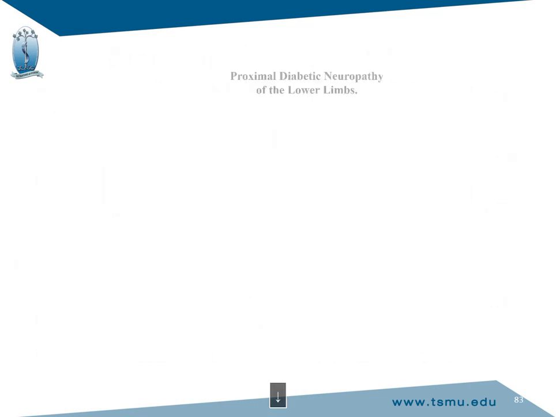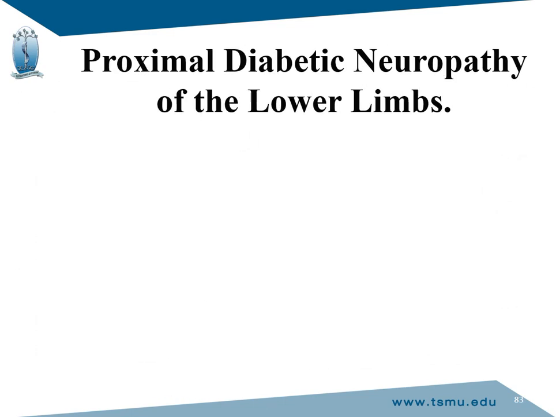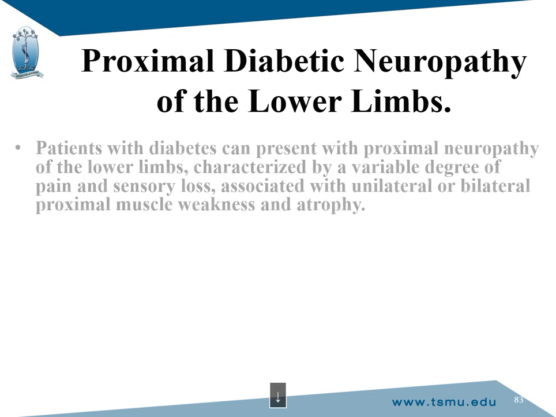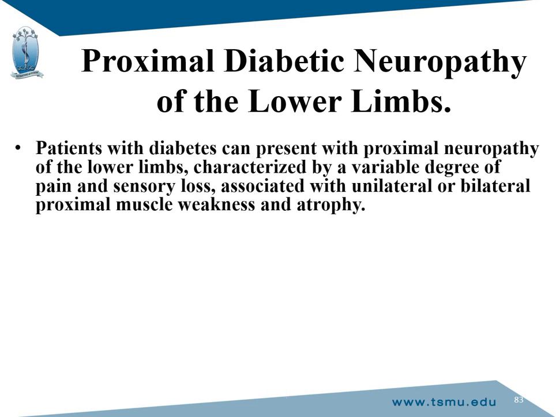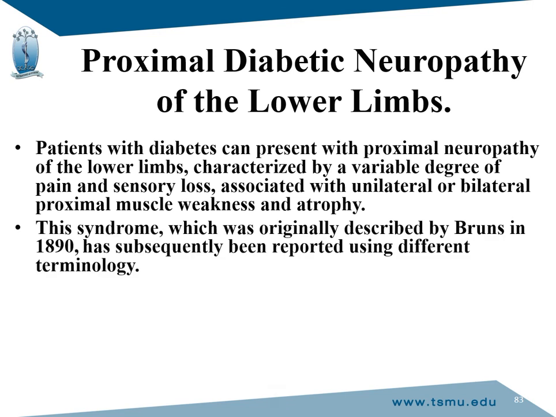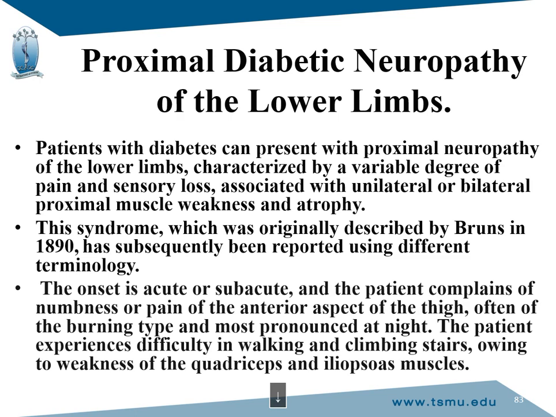Proximal diabetic neuropathy of the lower limbs. Patients with diabetes can present with proximal neuropathy of the lower limbs, characterized by a variable degree of pain and sensory loss associated with unilateral or bilateral proximal muscle weakness and atrophy. This syndrome, which was originally described by the Browns in 1980, has subsequently been reported using different terminology.